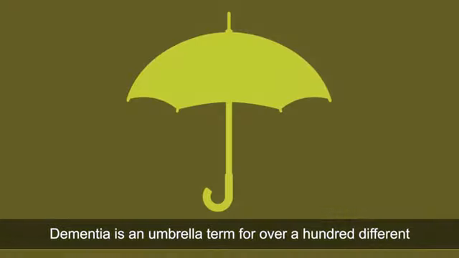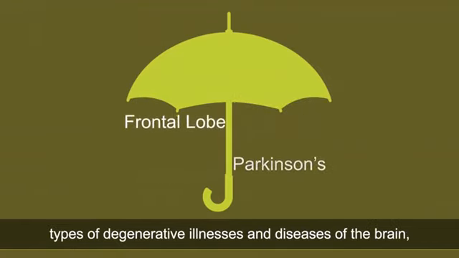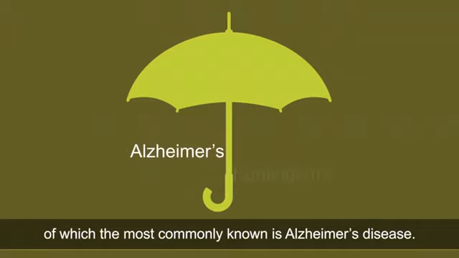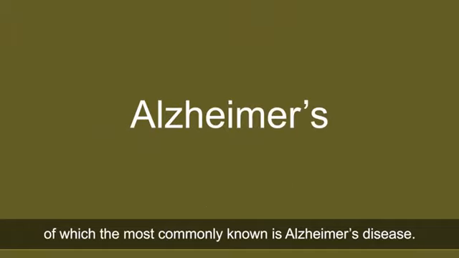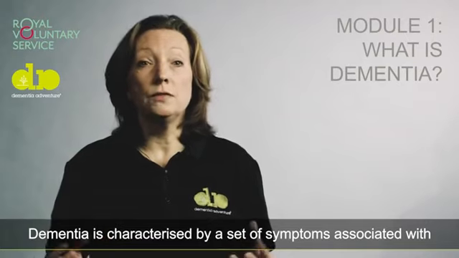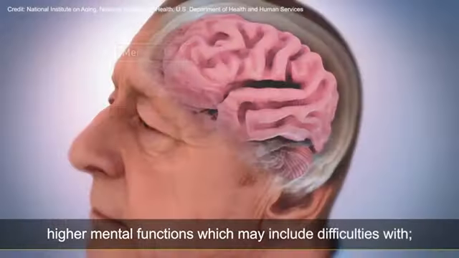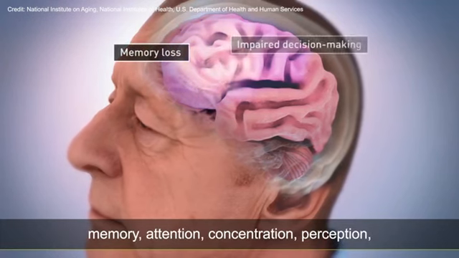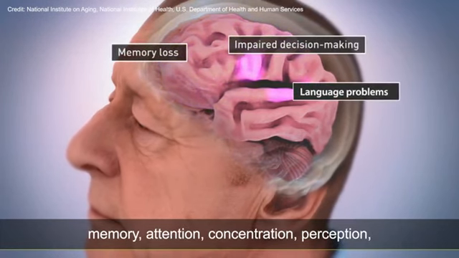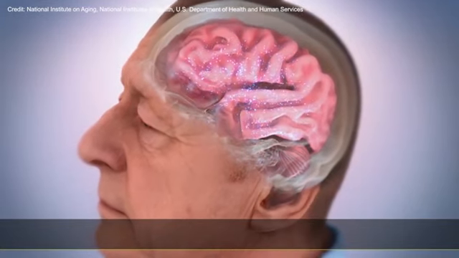Dementia is an umbrella term for over 100 different types of degenerative illnesses and diseases of the brain, of which the most commonly known is Alzheimer's disease. Dementia is characterised by a set of symptoms associated with higher mental functions, which may include difficulties with memory, attention, concentration, perception, language and communication.